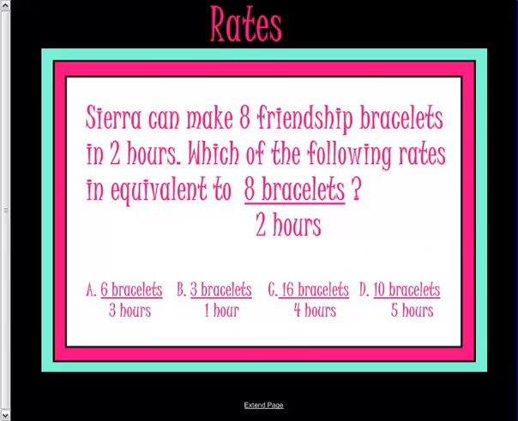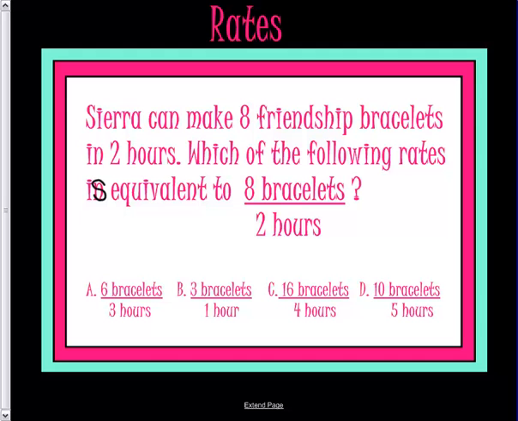All right, let's look at rates. Sierra can make 8 friendship bracelets in 2 hours. Which of the following rates is equivalent to 8 bracelets in 2 hours? This is supposed to say is. See, we make mistakes in life, right? It's okay. All right, so 8 bracelets in 2 hours, which would be equivalent?